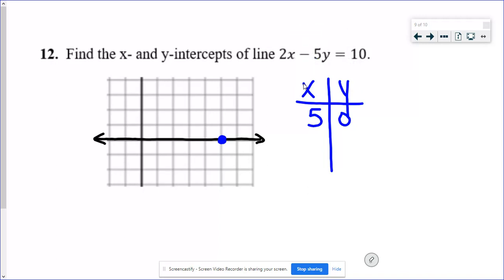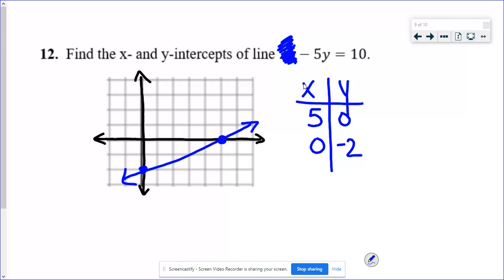To find the y-intercept, here's my y-axis. I don't want to move sideways at all, which means that my x number has to be 0. If the x number is 0, then I would have 2 times 0 right there would be 0. So I would really have 0 minus 5y. Here's the thing. That really just turns into negative 5y equals 10. Now, in your head, you should be able to look at that and say, okay, negative 5 times what gives me positive 10? That's going to be a negative 2. Right there's my point, and then I can draw my line.